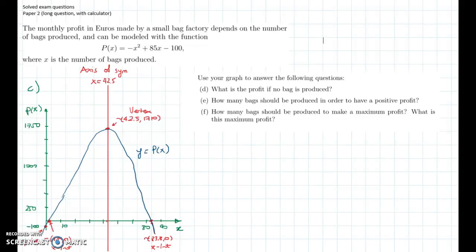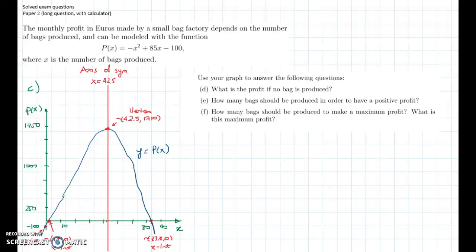We're now ready for the second part of our bug factory question. On the first part, we found the main features of the parabola and we graphed it. And now for the second part, we're going to use the graph to answer some questions. This question was originally from an exam for future math studies students.